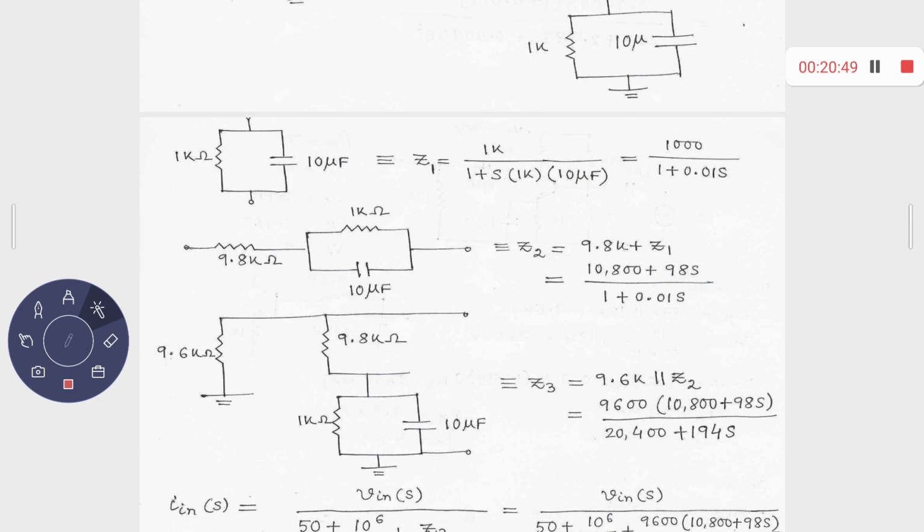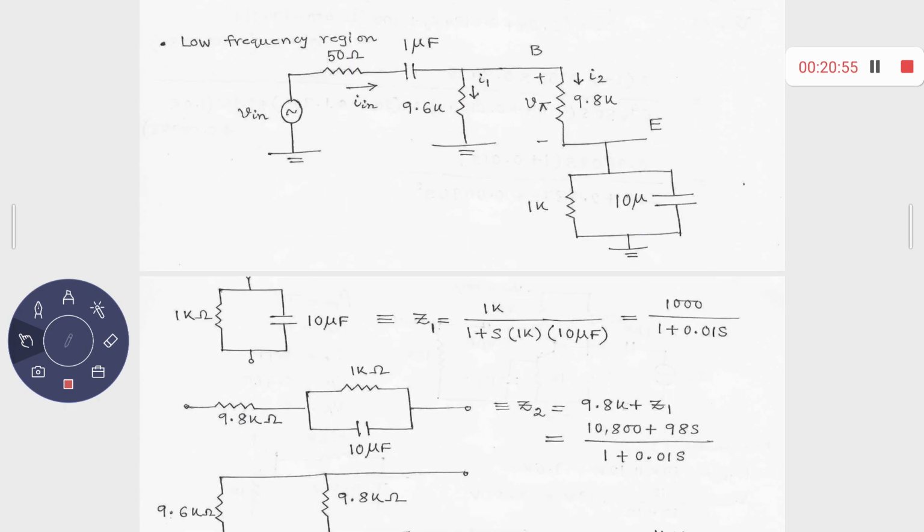Now you observe this part of the circuit, in series with that. Suppose this current is I in, and this current is I1, say for example. This current is I in, this current is I1, and this current is I2. If you simply apply KCL at this particular node, the base node, I in is equal to I1 plus I2. And what is your V pi? V pi is nothing but I2 times R pi. R pi you have already calculated as 9.8K, multiplied with this I2. That will give you V pi.